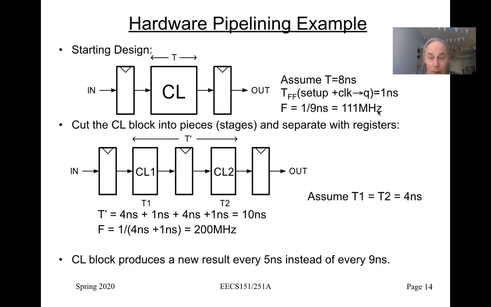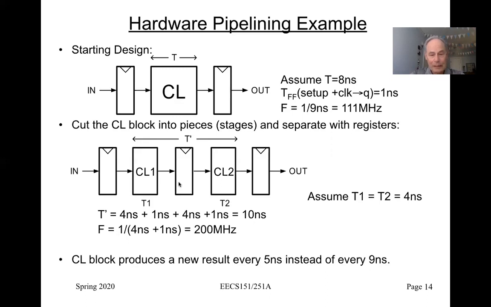So if we wanted to pipeline this, we would put a register right down the middle of this combinational logic block. So we put, let's say, half the logic on the left, half the logic on the right, and everywhere we crossed a wire, we'd have to put a flip-flop in there. Okay, so there's some width to these wires here. Now, here we're assuming we can split this evenly, so we have 4 nanoseconds for CL1 and 4 nanoseconds for CL2, and put a register in here.